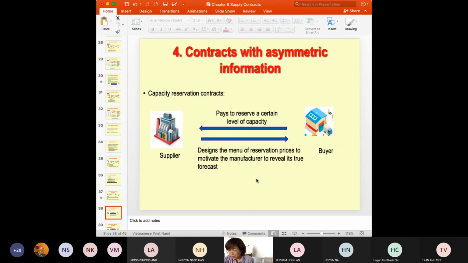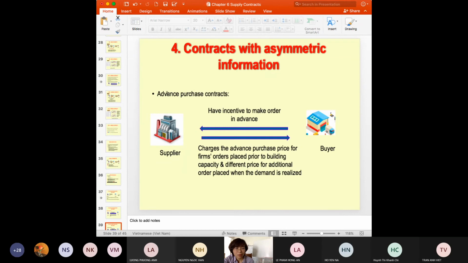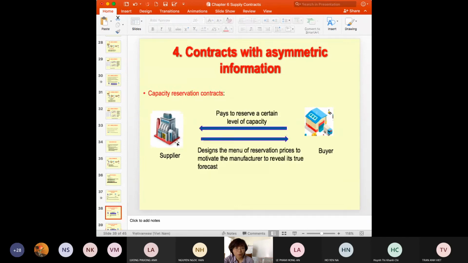So we have two contracts that can achieve credible information sharing. The first is the capacity reservation contracts. And we have another contract, that is the advance purchase contracts. We have two types of contracts to deal with this situation. So let me go to the capacity reservation contracts.